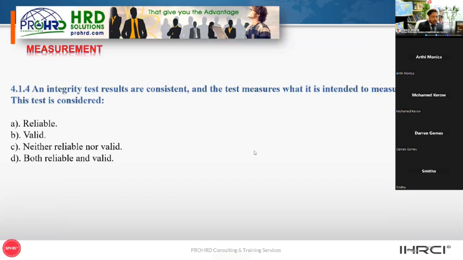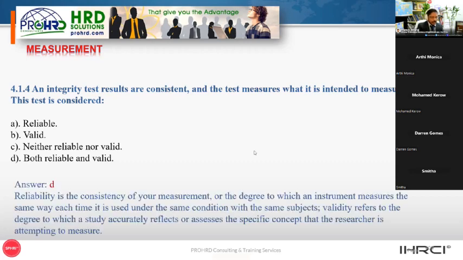Quiz. An integrity test's results are consistent, and the test measures what it is intended to measure. This test is considered what? Mohammed got it, nailed it. D is the right answer.